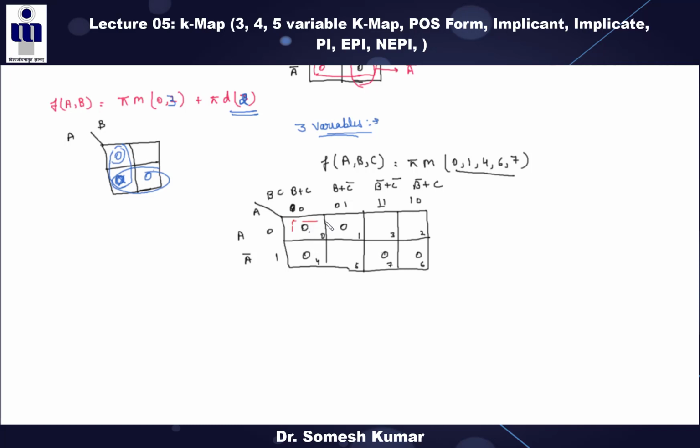First is this pair, right? So, from this pair, what is the output? From this pair, which ones are the common terms? Keep this in mind: this is not SOP, this is the POS form, right? So, how to find the output? Which ones are the common terms?